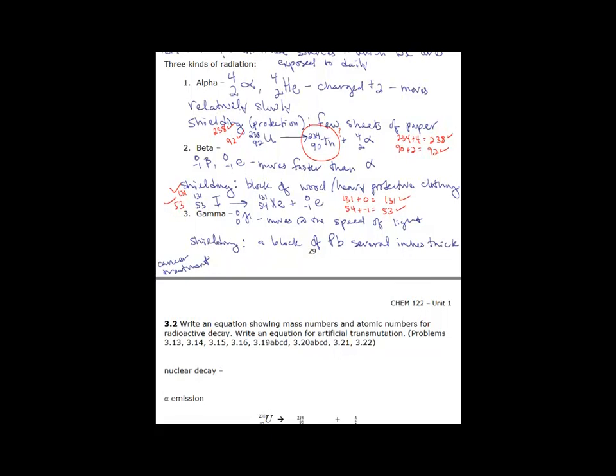What you notice about gamma radiation is that there isn't a change in mass number or atomic number. Yet the state changes, so it goes from an excited state to a lower energy state.